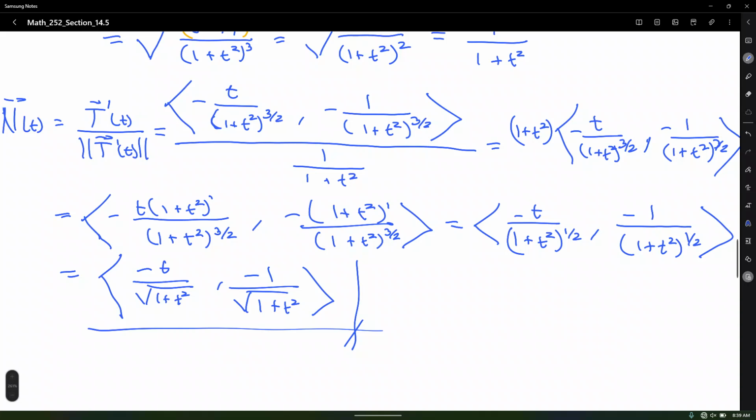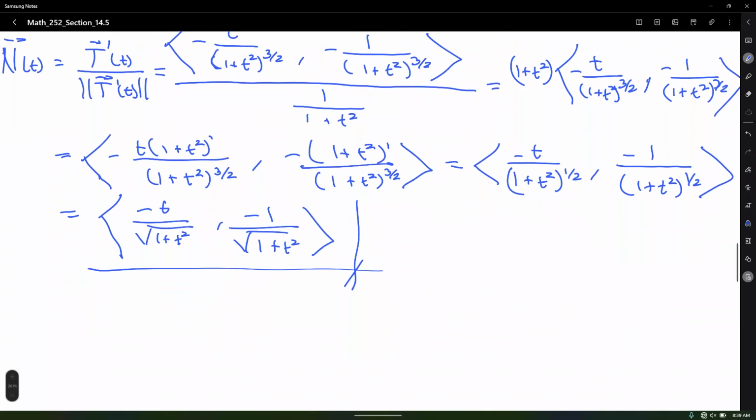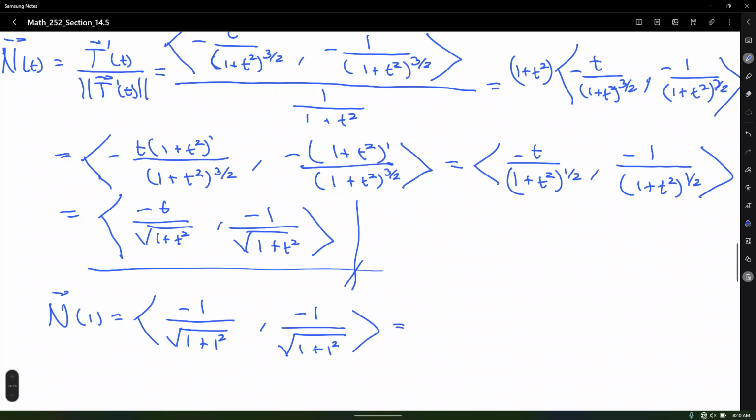All right. Well, they're also asking us to evaluate this for t equals 1. All right, so N of 1, that is negative 1 over the square root of 1 plus 1 squared, negative 1 over the square root of 1 plus 1 squared. All right, that is negative 1 over the square root of 2, negative 1 over the square root of 2.